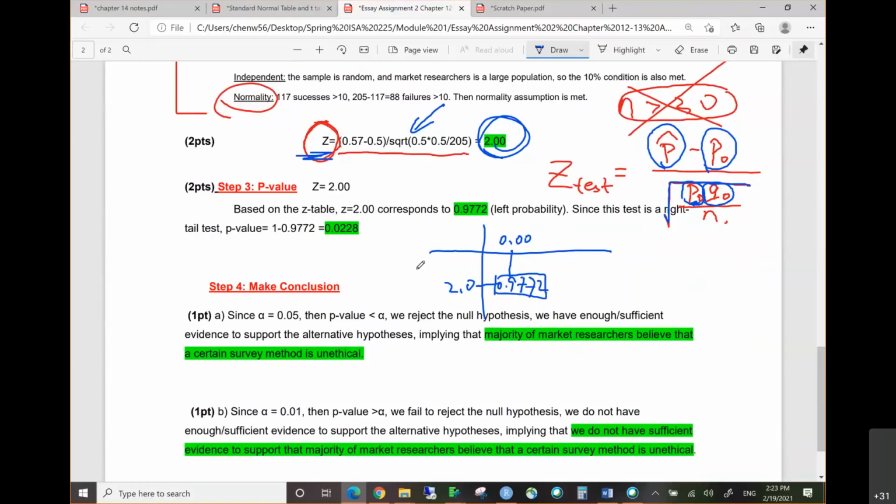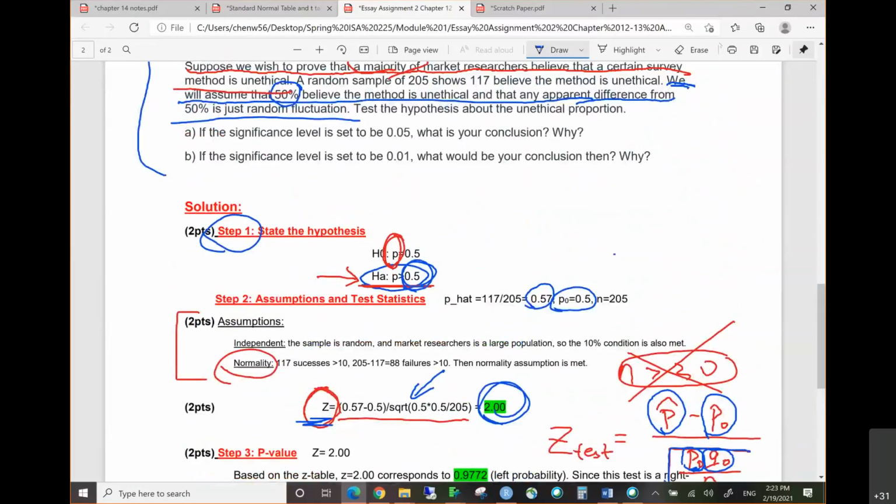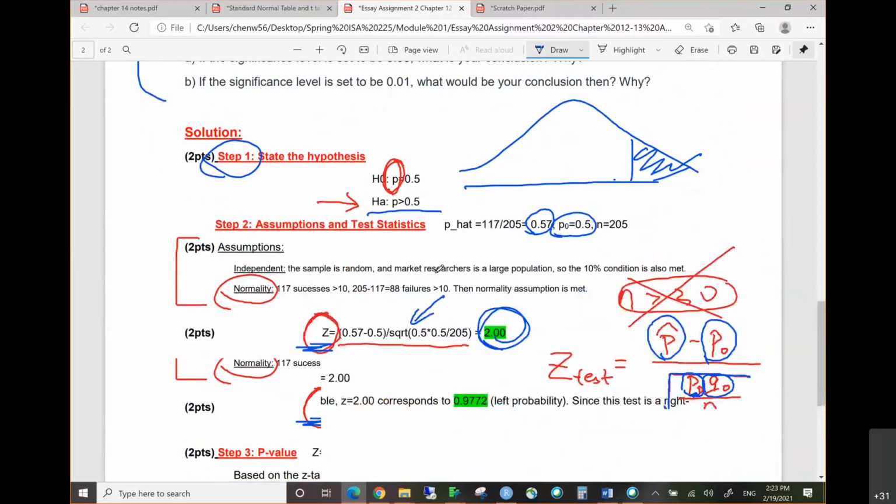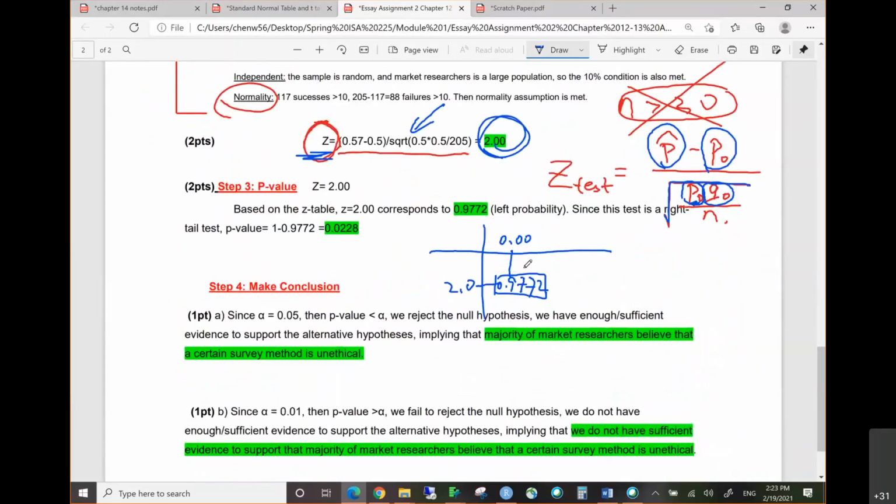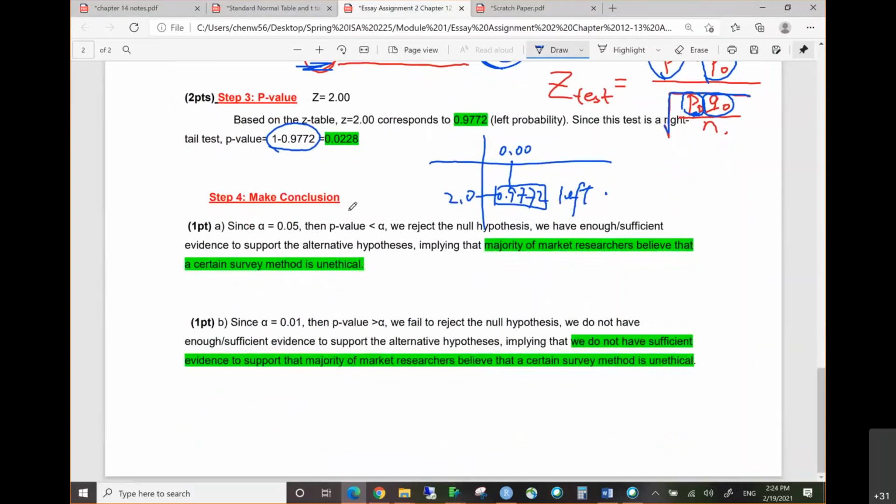We need to check our hypothesis, right? So our hypothesis is a right tail hypothesis. That means the p-value should be the probability to the right of your z-test statistics. But whatever you find from the z-table is a left probability, right? So what is your p-value? 1 minus. Once you have the p-value, the only thing left will be making the conclusion.